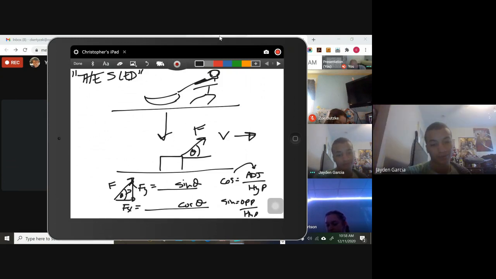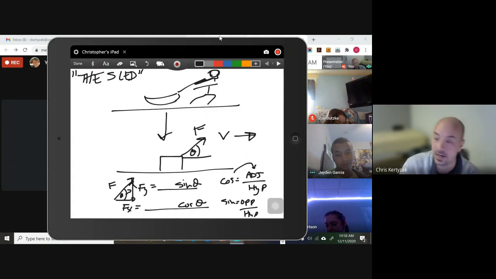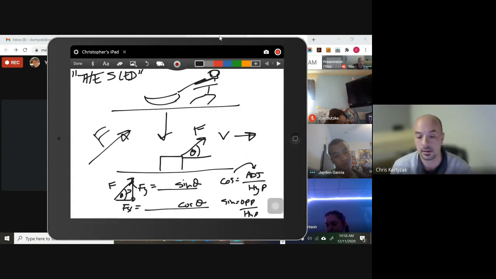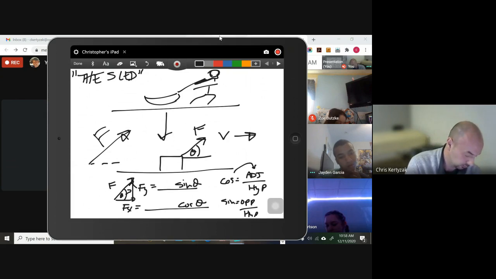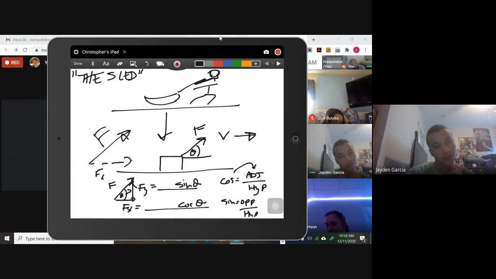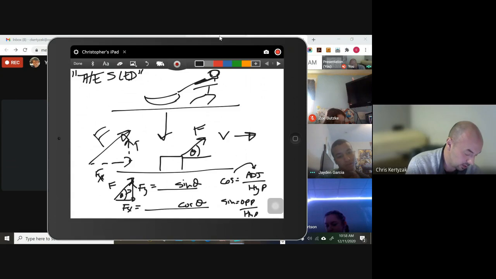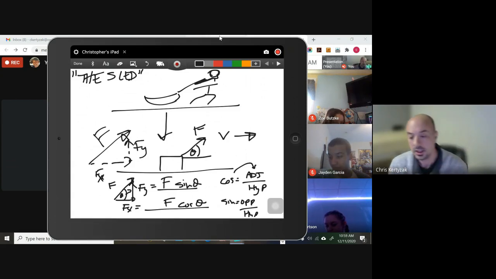Mg. Good guess, but this is not a weight vector. This is just somebody pulling with a force F. This is Fx. Oh, would it just be force then? Yep, you got it. Just F. So your components are F sine theta, F cosine theta. All right, let's move on.